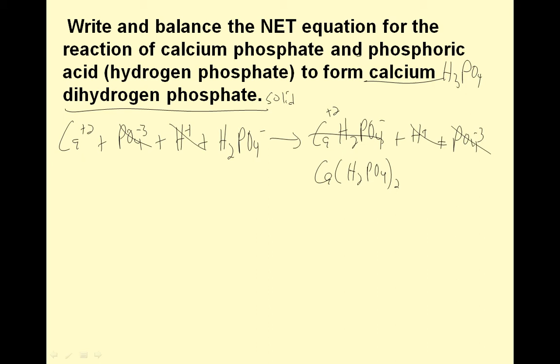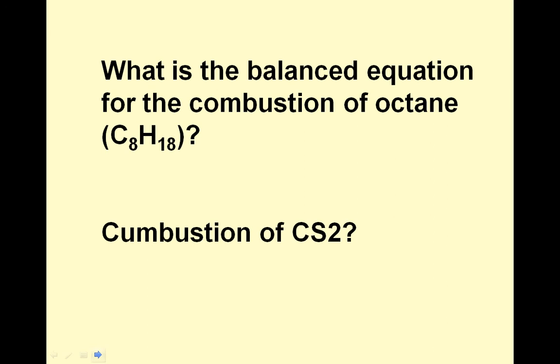So when you're finished, you don't write this at all. You don't leave it scratched out like I'm doing. You just get your final answer right here of calcium dihydrogen phosphate. Put a little down arrow. What's nice about AP chemistry is they don't obsess about what the state of matter is. But remember, anything with a charge is aqueous for us.